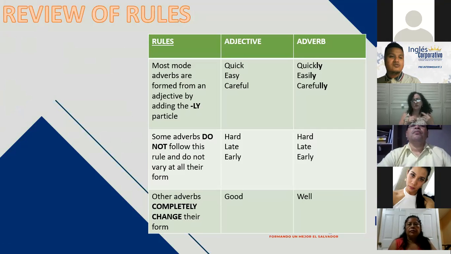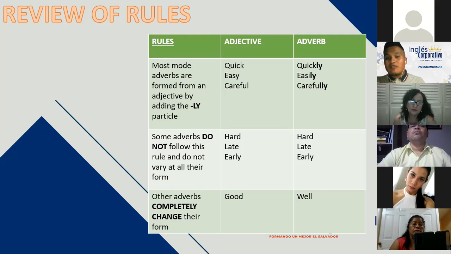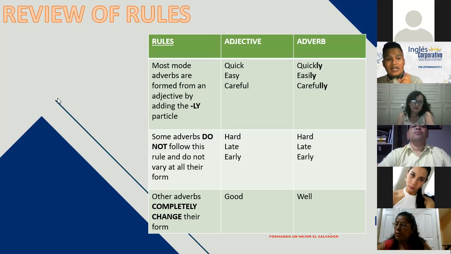So the last part that we are going to see today will be a brief recap, una recapitulación, ¿verdad? A review of some of the rules. The first rule says, most manner adverbs are formed from an adjective by adding the -ly particle. Como vimos al inicio, what does that mean? Que la mayoría de los adverbios son formados por un adjetivo al que solamente le agregamos L-Y al final.